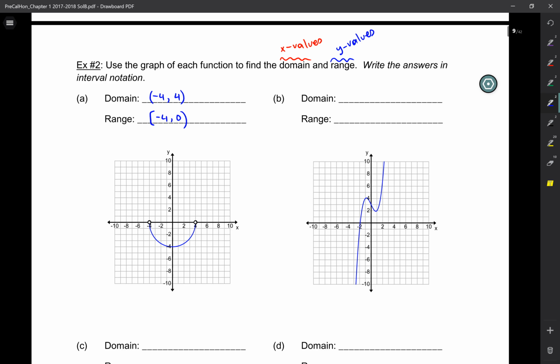Domain is the x values for which you can see a graph. So what is this doing on either end? It's expanding like this. So it's going to expand all the way to x equals negative and positive infinity. So the domain is negative infinity to positive infinity. And what about the range? Same. We're going to use this notation.